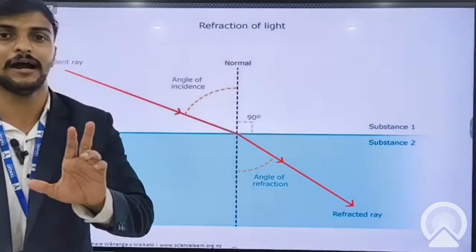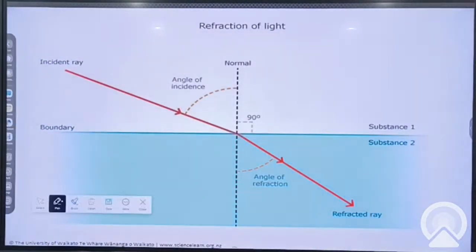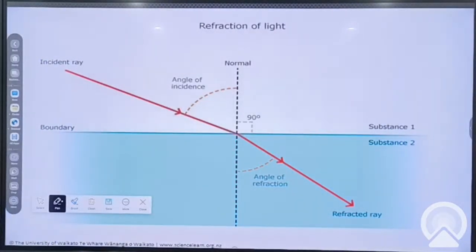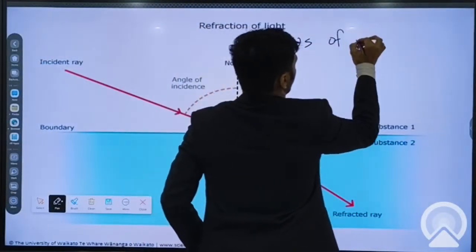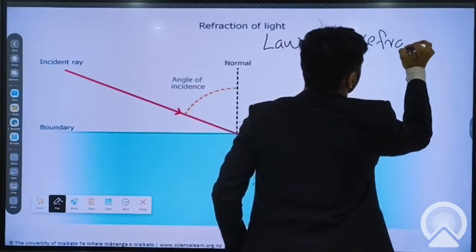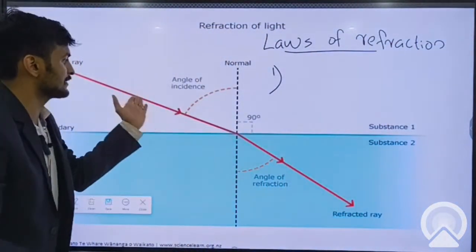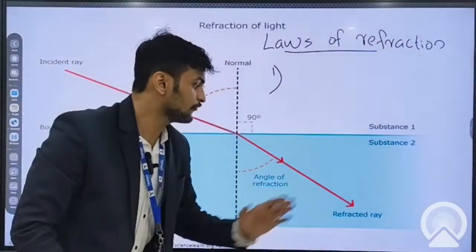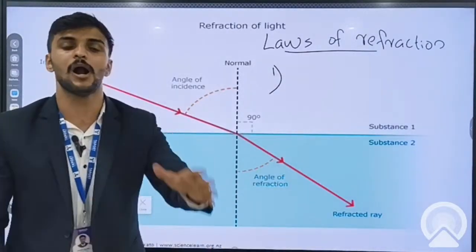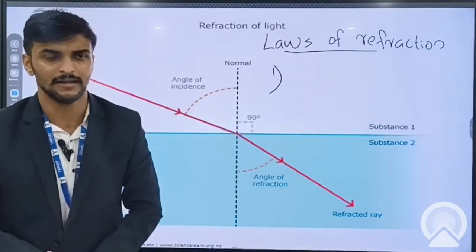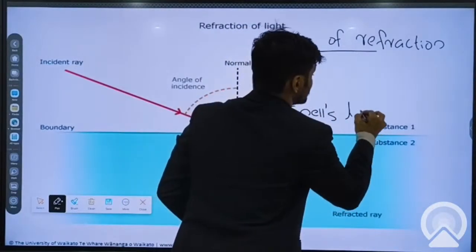Next one is we have a law. Like we already discussed the law of reflection, similarly we have laws of refraction. So the first rule is same, that is incident ray, normal, and refracted ray, all will be in the same plane. The second rule, that is Snell's law.